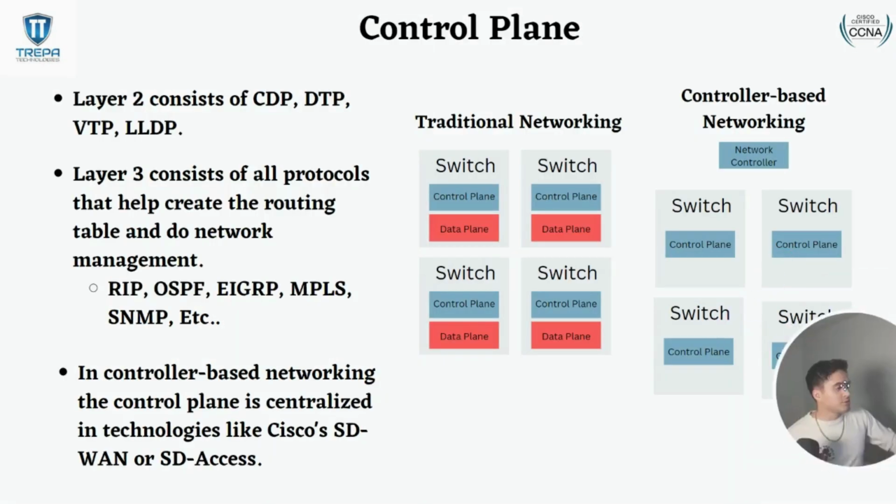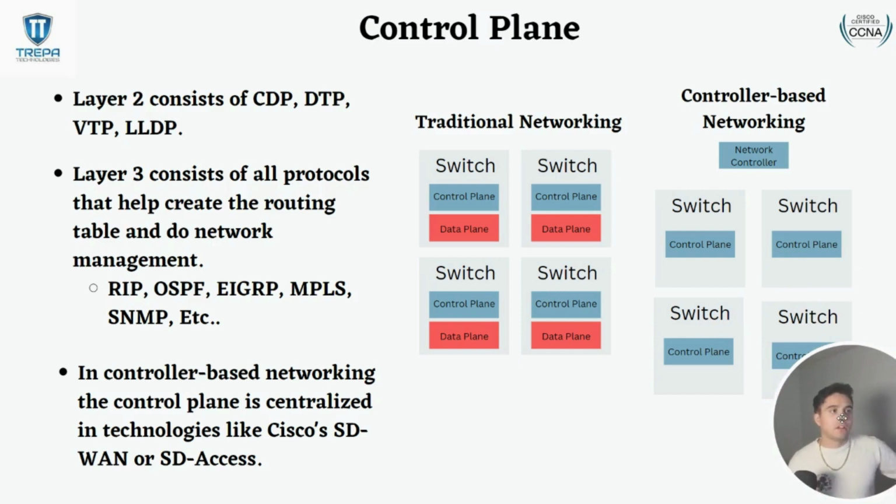Let's go over the control plane more specifically. The control plane at layer 2 has protocols like Cisco Discovery Protocol, DTP, VTP, and Link Layer Discovery Protocol. Layer 3 control plane protocols are all of our routing protocols and SNMP. That's a management protocol, but it's done in the control plane, right?